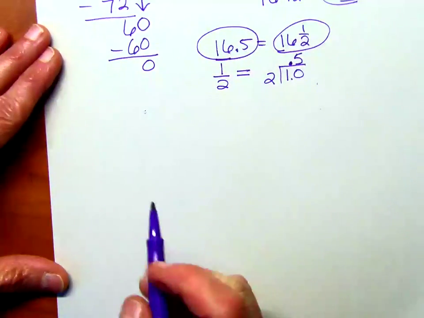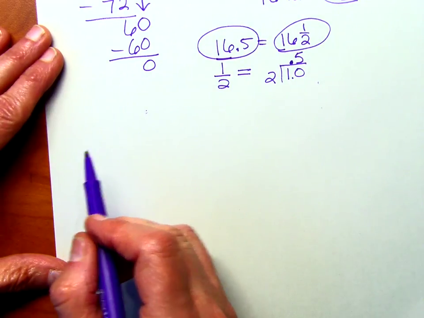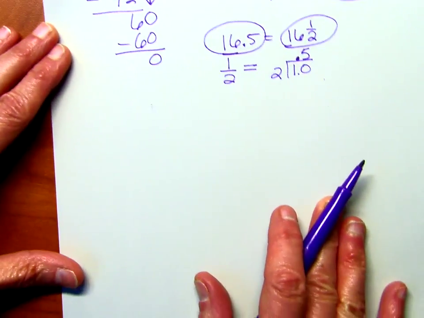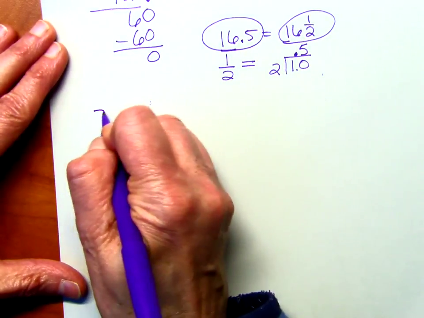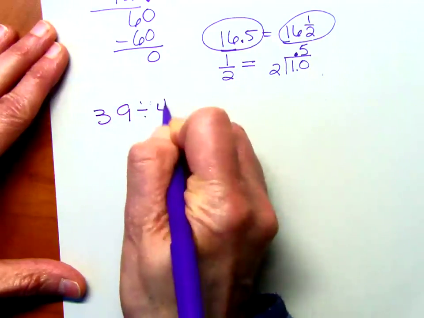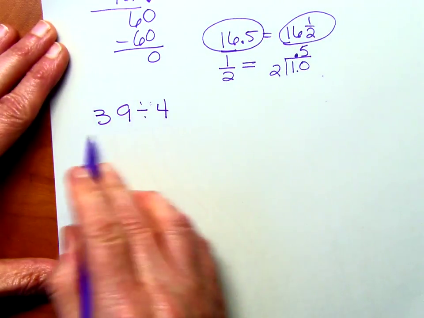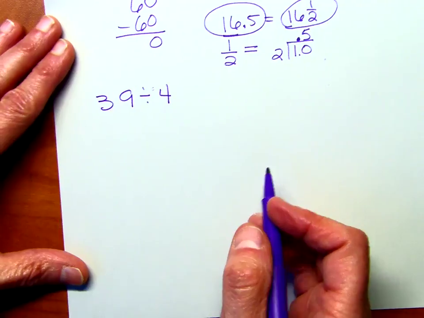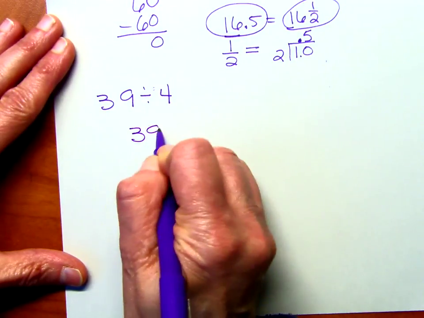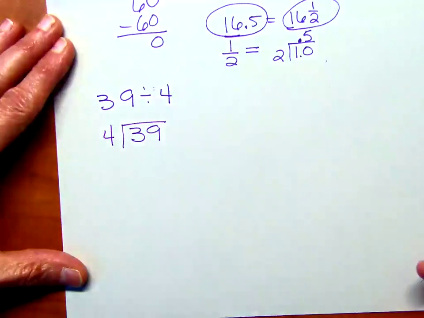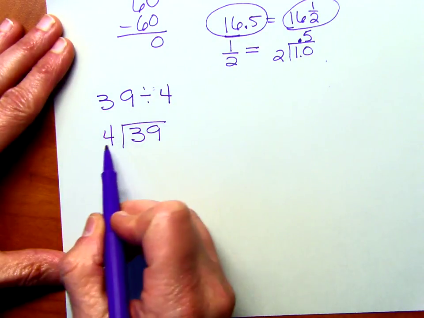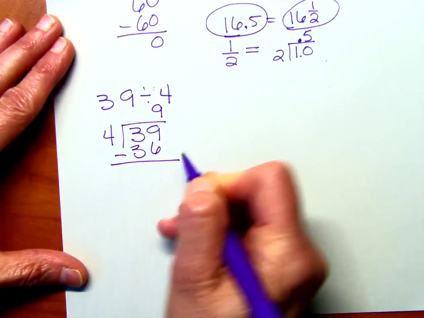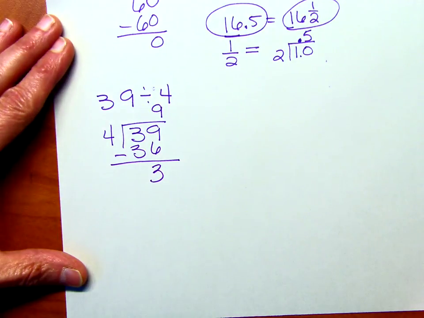Now let's go ahead and work with some problems in which we're going to get a decimal answer, similar to this one here. Let's say we have 39 and we're going to divide it by 4. Again, there are no decimal points other than on the end, and we don't really need to write those out. So 39 divided by 4. Well, I know 4 times 9 is 36. When I take the difference, I get 3 left over.